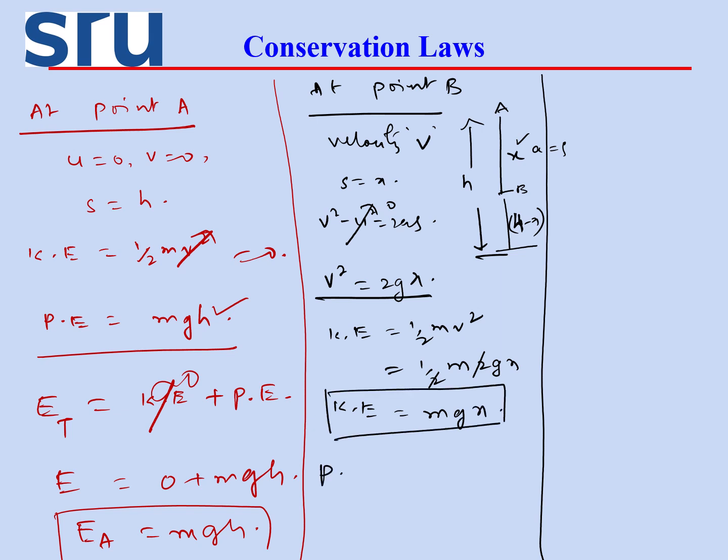Now potential energy is equal to mgh. In place of h, it is h minus x, so we write here. Therefore the potential energy is equal to mg(h minus x).